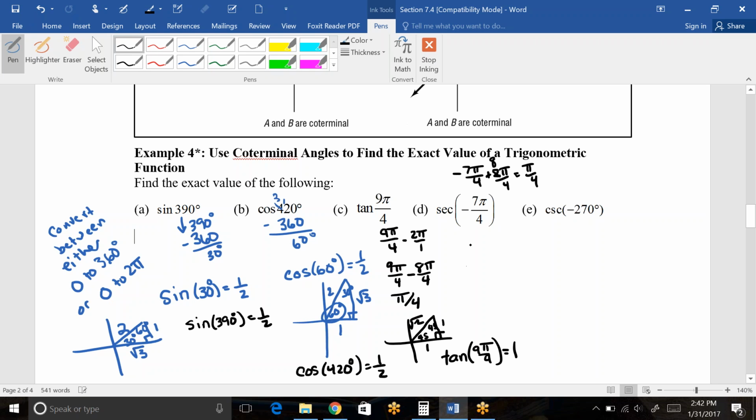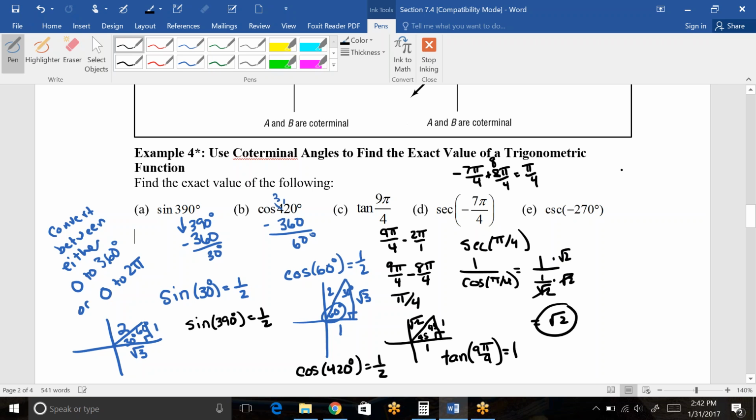So I don't need to redraw my triangle, so I'm looking at secant of pi over 4. I just need to remember what secant is. Secant is the flip of cosine. So when I look down here to find cosine, cosine is adjacent over hypotenuse, which is 1 over square root of 2. If you see this, the way to get rid of this and fix it is to multiply top and bottom both by square root of 2. You're rationalizing. That will cancel out the radical in the bottom, and then you just get square root of 2.